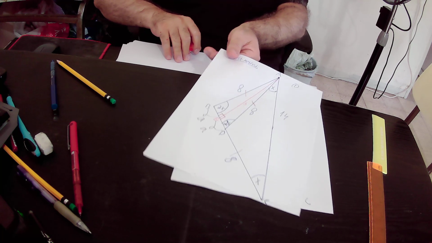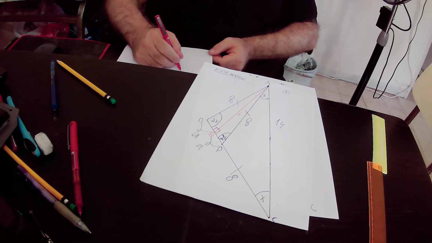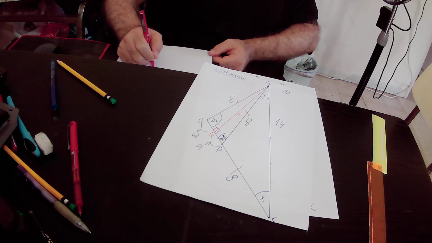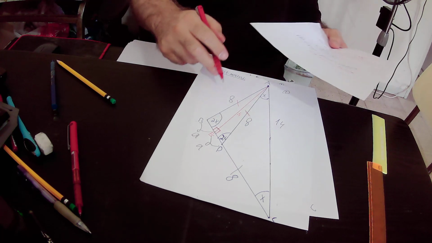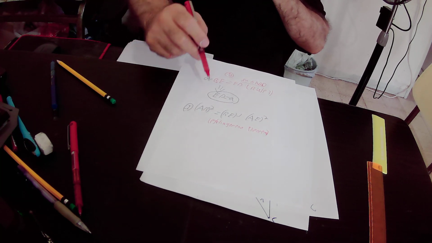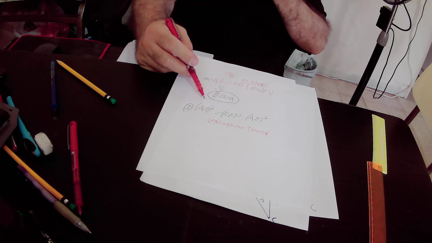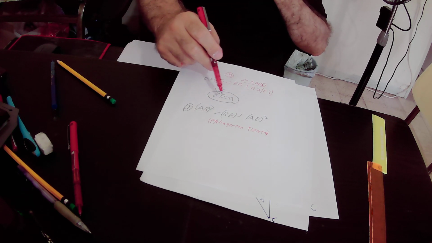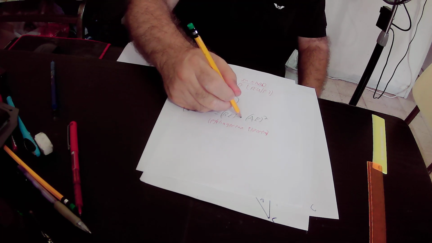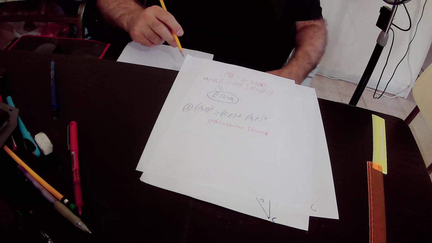So in the right triangle ABE, according to the Pythagorean theorem, AB squared, that is the square of the hypotenuse, equals the sum of the squares of the perpendiculars, equals BE squared plus AE squared.